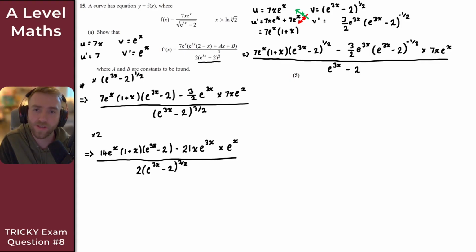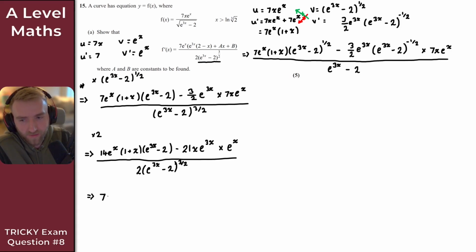So I can see that for this question, we require a 7 e to the x as a factor outside within the numerator. So I'll do that here, and I'll pull out a 7 e to the x as a factor. So I get 7 e to the x, and inside this bracket I get 2 lots of this: 2 bracket 1 plus x times e to the 3x minus 2, just like that.